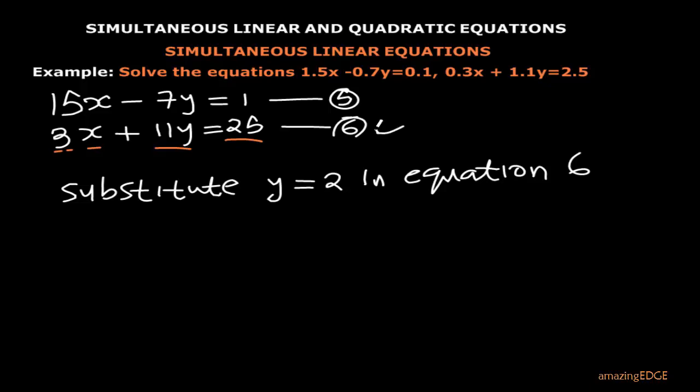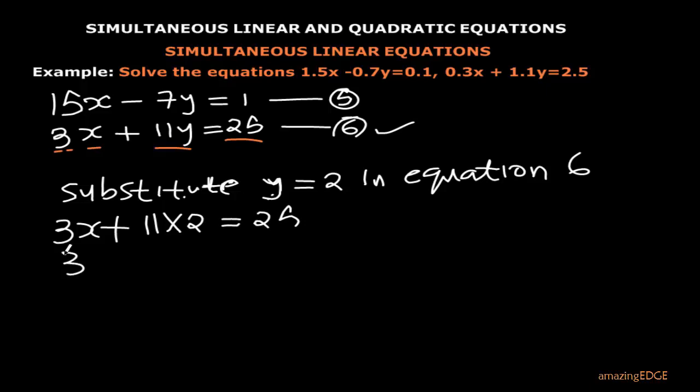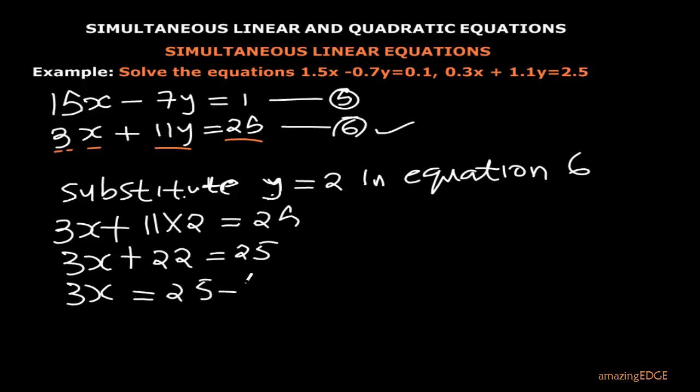So in this equation 6, we have 3x plus 11 times 2, because 2 equals y, equals 25 on the right hand side. So you have 3x, 11 times 2 will give us 22. Then this equals 25. Then you collect like terms, so you allow 3x to be here. Then 22 goes to the right hand side and becomes minus 22. So you now have 25 minus 22, and that will give us 3.